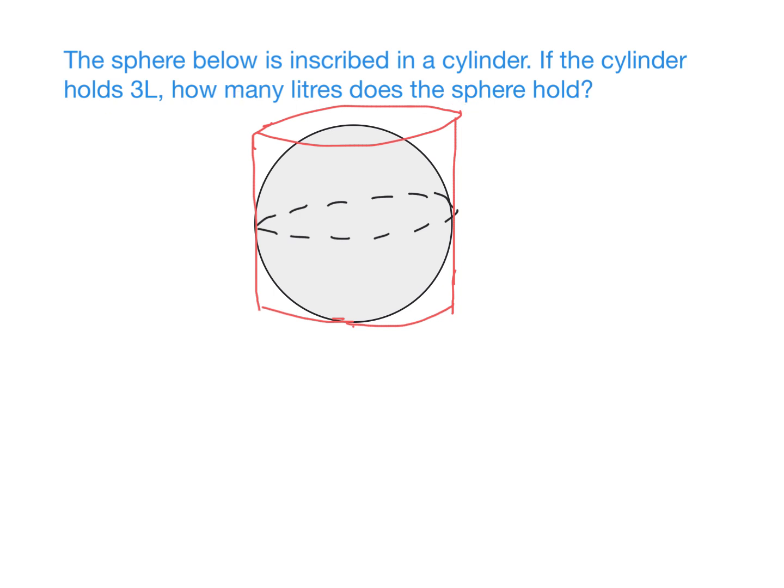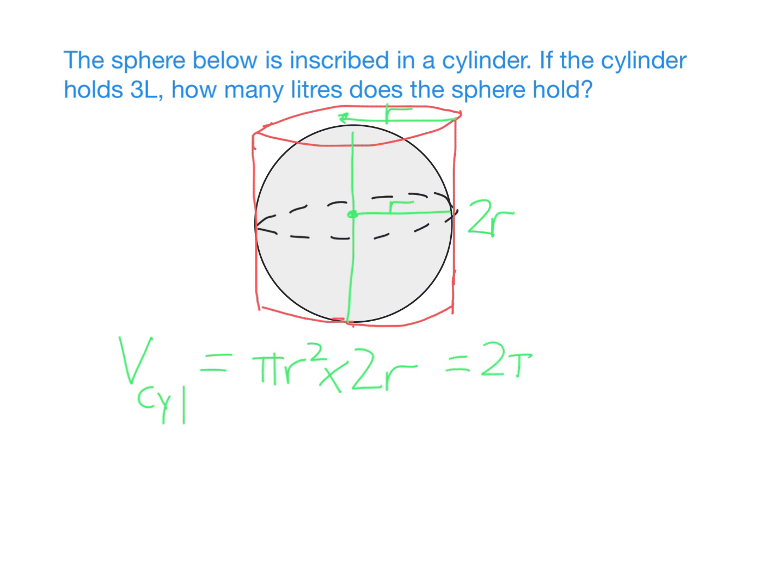So let's start by letting r be the radius of the sphere. That means it's also the radius of the cylinder. So that means the diameter of the sphere, which is also the height of the cylinder, will be 2r. So what we have here is the volume of the cylinder equals area of base times the height. So it will actually be 2 pi r cubed.